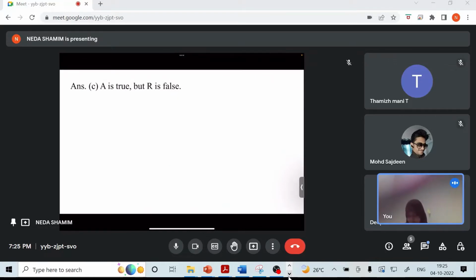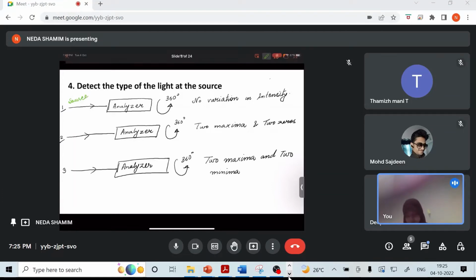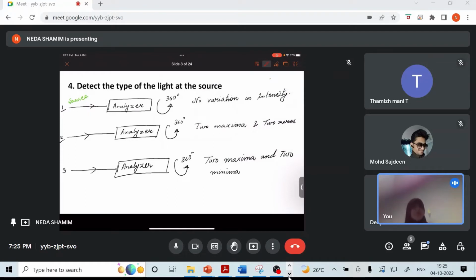So now next question. Detect the type of light at the source, like at this point. This is the source. You need to detect the type of light. Now, how do you detect that? You will detect that on the basis of what observation you get. This light can be anything. It can be polarized light, unpolarized light, circularly polarized, elliptically polarized, or a mixture of two types of light.